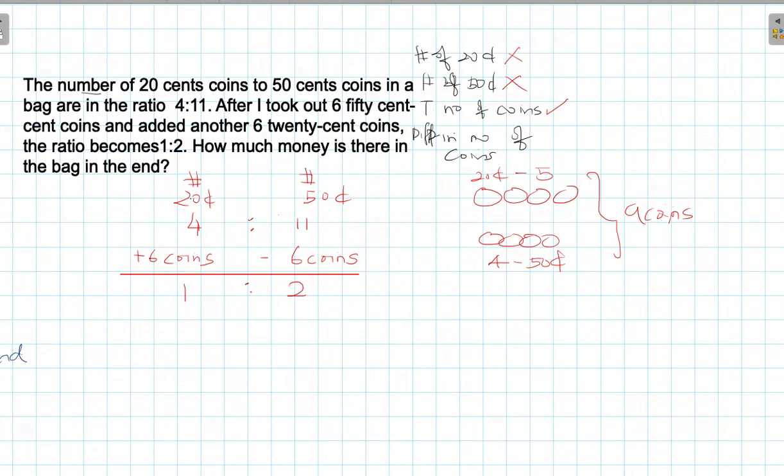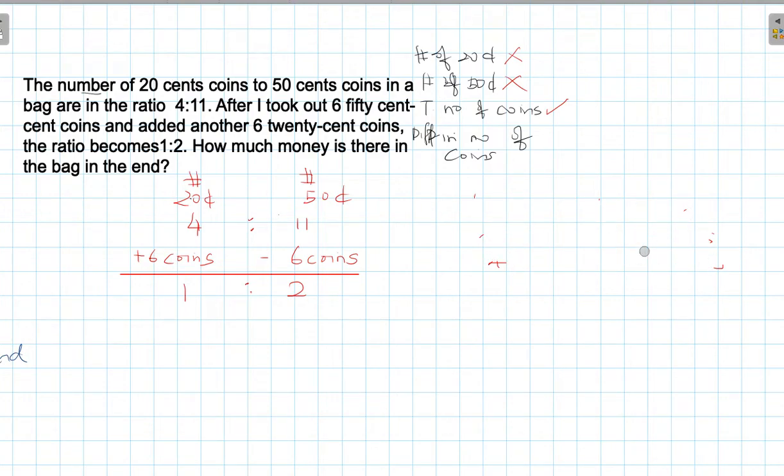So I say I add in 6 coins for the 50 cent. It's not dollar, I'm not talking about money, I'm talking about number of coins. I add in 6 coins for the 50 cent. Then I minus away 6 coins for the 20 cent. So you see this 6 minus this 6, my total number of coins, not the total value of the money, remains as 9 coins. Correct? So now I know that it's something the same, that didn't change.